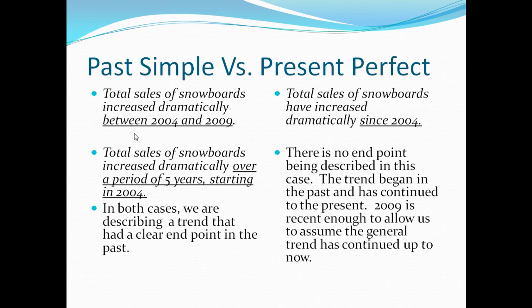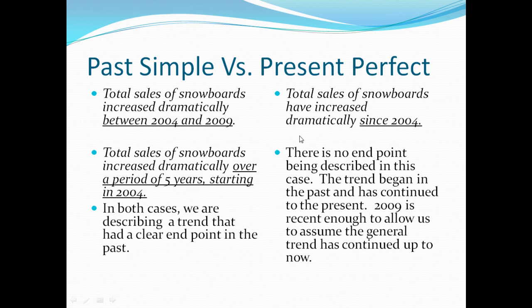Let's take a look at some of these sentences in some more detail. If we were talking about the total sales of snowboards and we wanted to use the past simple, we probably need to indicate when this happened. So we could say the total sales of snowboards increased dramatically between 2004 and 2009. Or total sales of snowboards increased dramatically over a period of 5 years starting in 2004. In both cases, we're describing a trend that had a clear endpoint in the past.